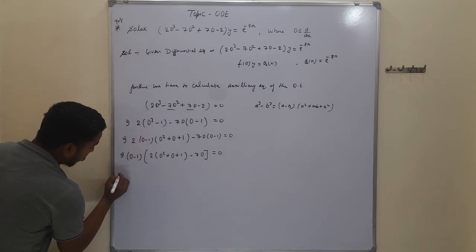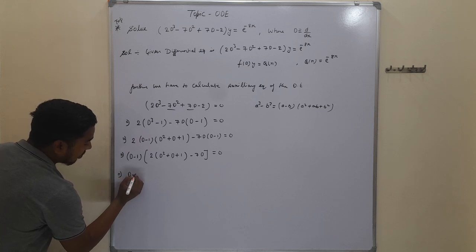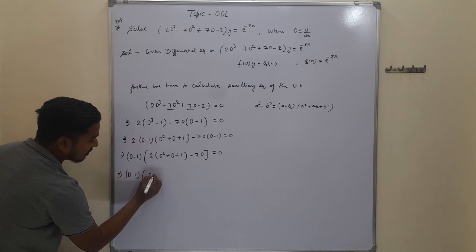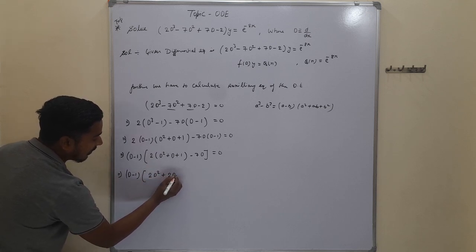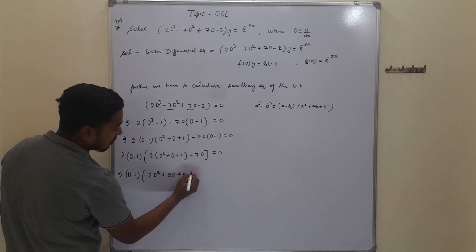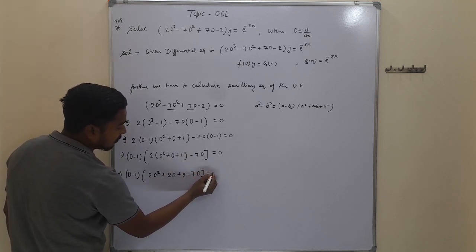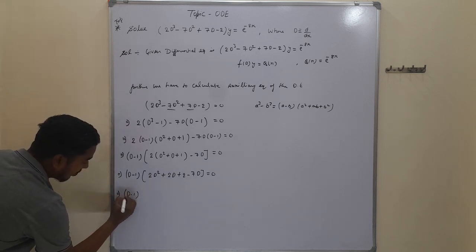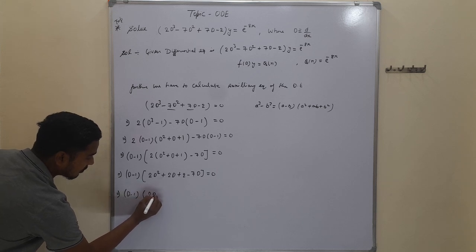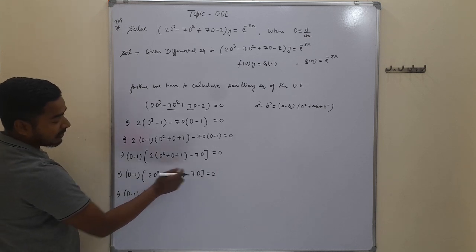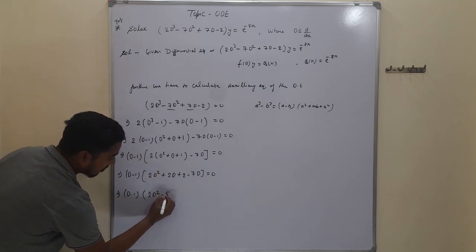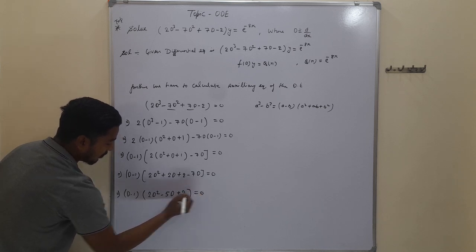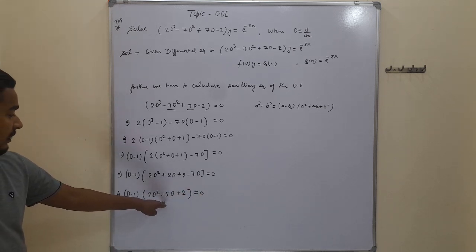We can write (D − 1), and in the bracket on multiplication we get 2D² + 2D + 2 − 7D = 0, and further this is written as (D − 1)(2D² + 2D − 7D + 2) = 0, that is (D − 1)(2D² − 5D + 2) = 0. And further we can factorize the second bracket.